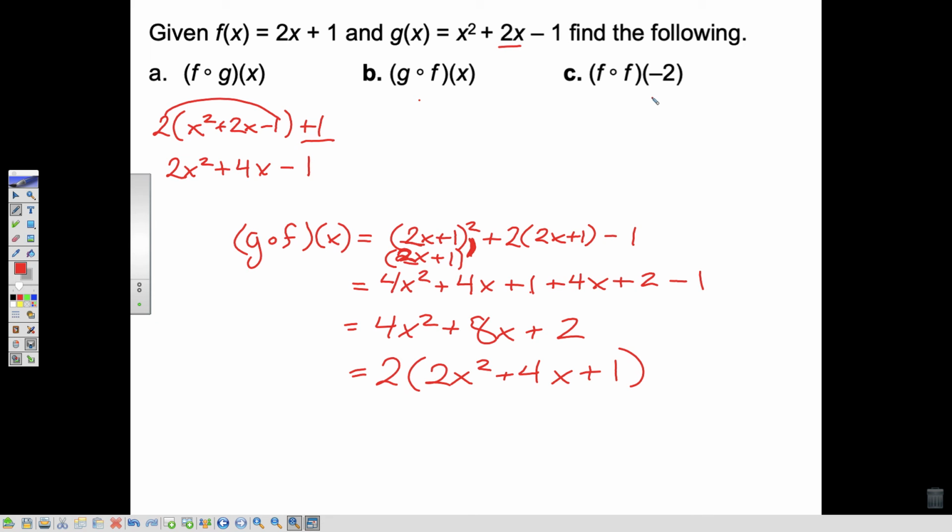This one's much easier than the last. Just wait till you get like an X cubed. Ooh.